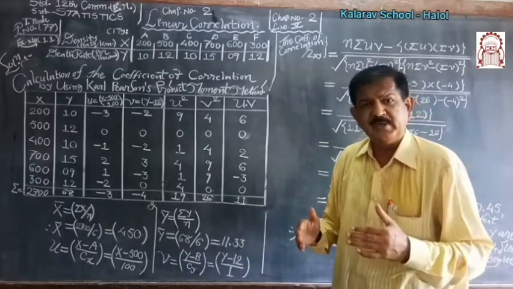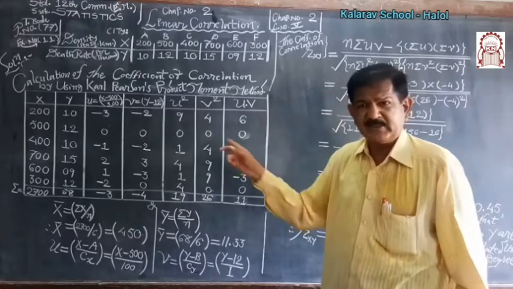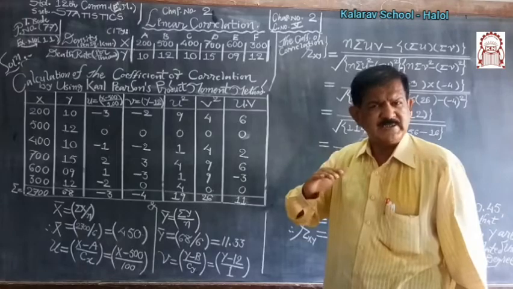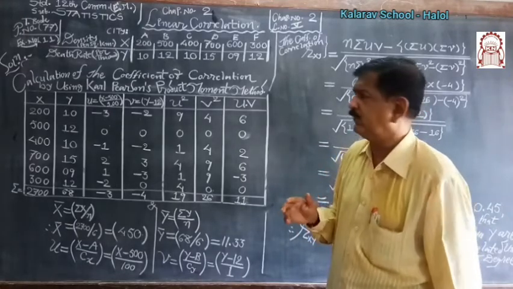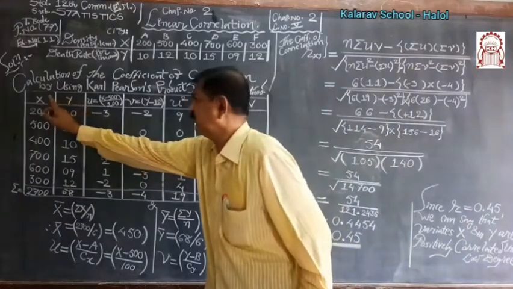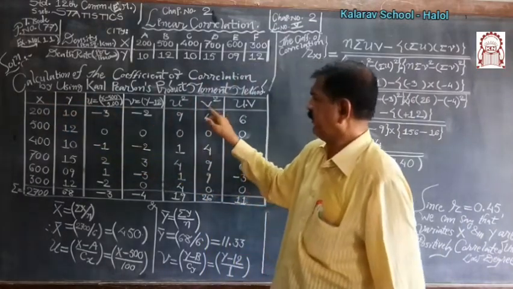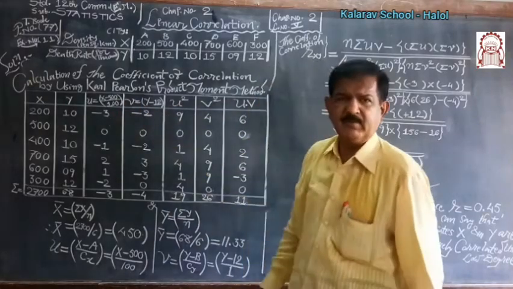How to compute? It is difficult, it is tedious to use the previous method in such type of example. Therefore we reduce, we minimize the data, and it is known as the UV method. Columns: x, y, u, v, u square, v square, uv. But how to calculate u and v?